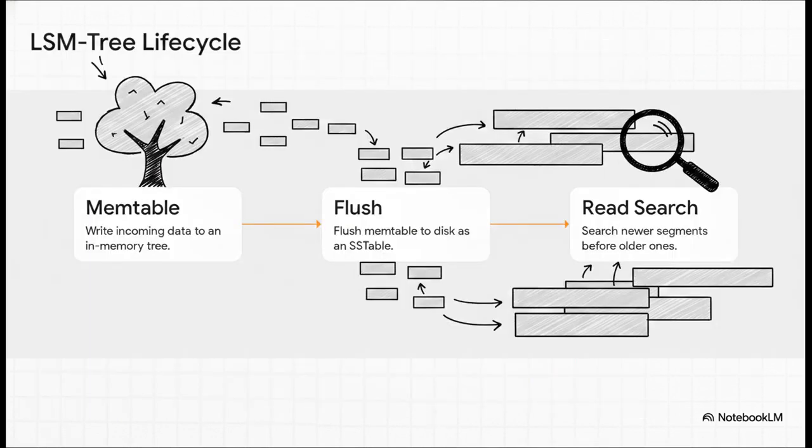But this raises a huge mechanical question, right? How do you write to a sorted file efficiently without having to rewrite the entire file every single time a new piece of data comes in? Well, here is the clever life cycle of an LSM tree.